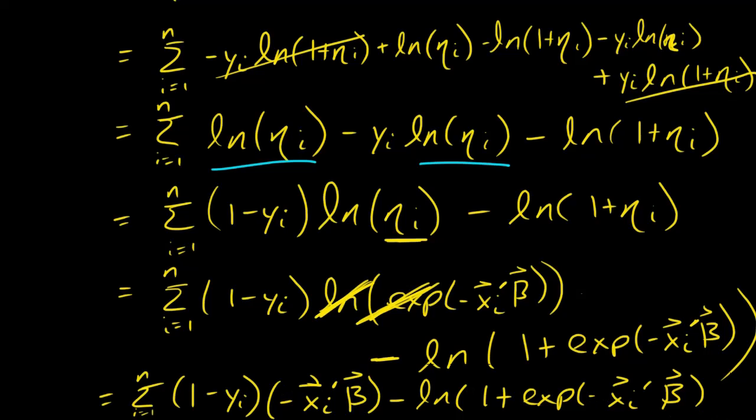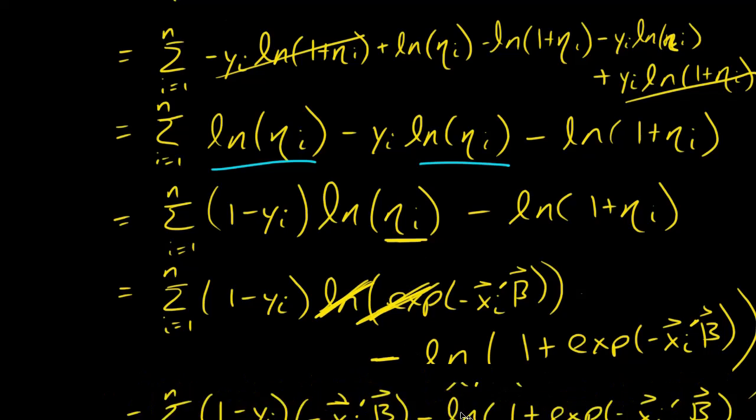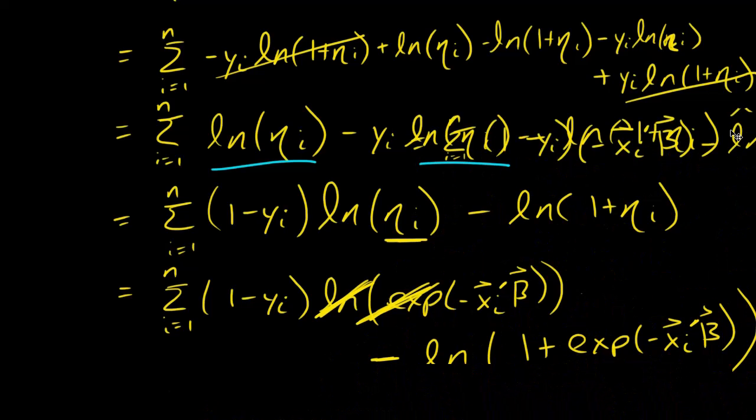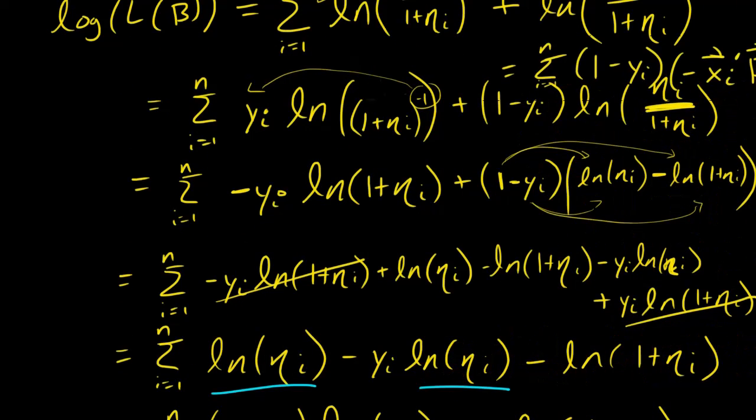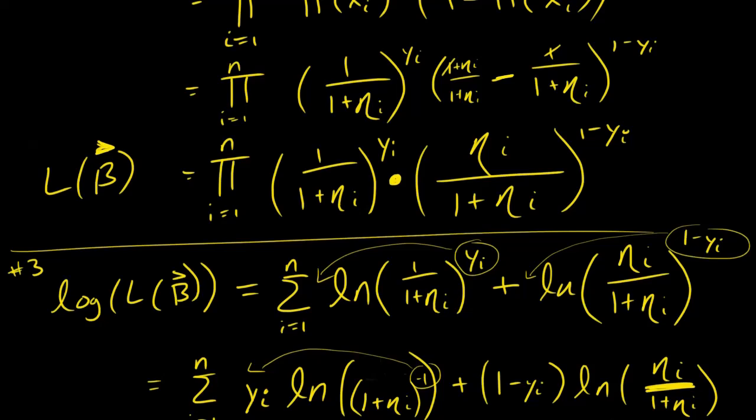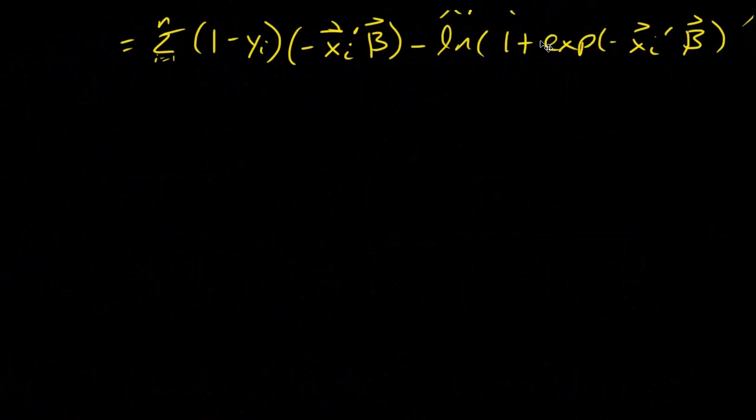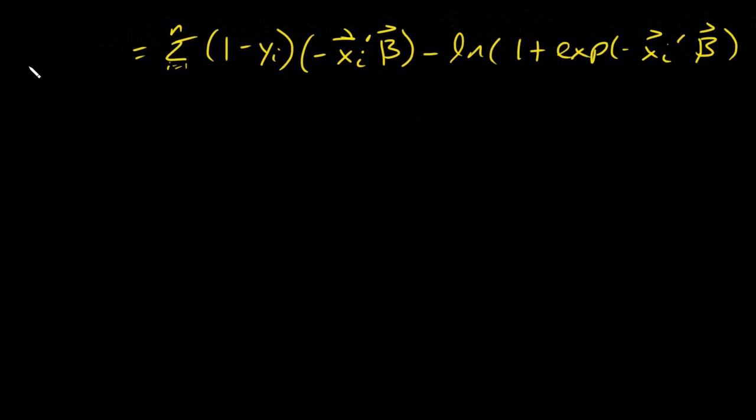Now I've run out of room on my screen, so I'm going to move this up. So this is the log likelihood function, which is the end of step 3. All right.